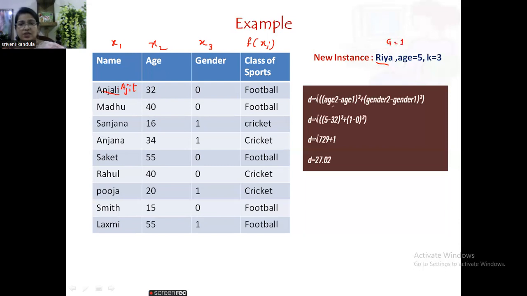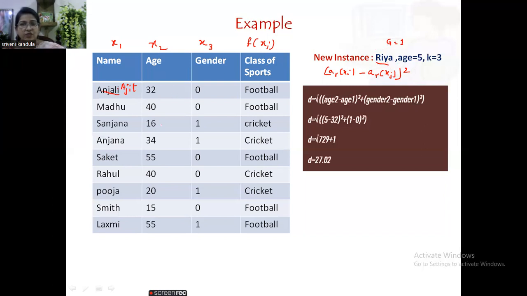So to calculate the distance, we are using the formula (age2 minus age1) whole square plus (gender2 minus gender1) whole square. If I have a single attribute for this instance, then I have indicated it as (ar of xi minus ar of xj) whole square. But here I have one new instance, which has to be classified with the help of the existing data.